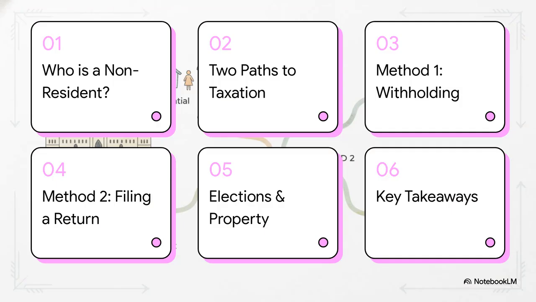And here's our roadmap for today. First, we need to nail down the definition of a non-resident. It's not as simple as you might think. Then, we'll look at the two and only two paths Canada uses for taxation. We'll break down Method 1, the withholding tax, and Method 2, which involves filing a return. After that, we'll get into some more advanced stuff like special elections and property rules, and then we'll wrap it all up with the key takeaways you need to remember.